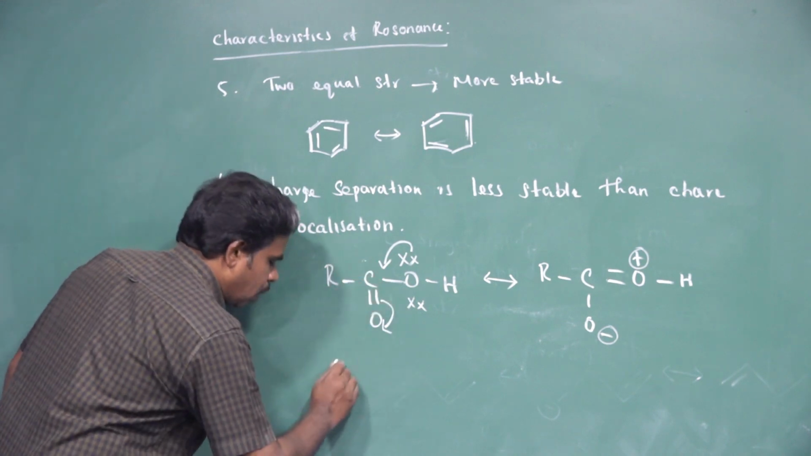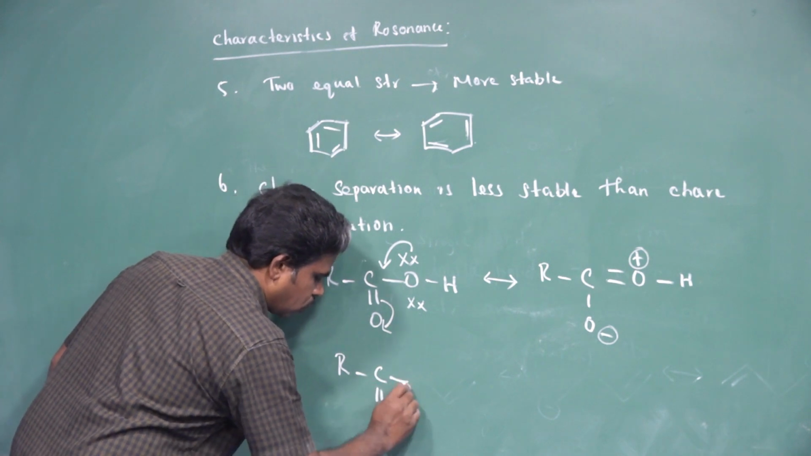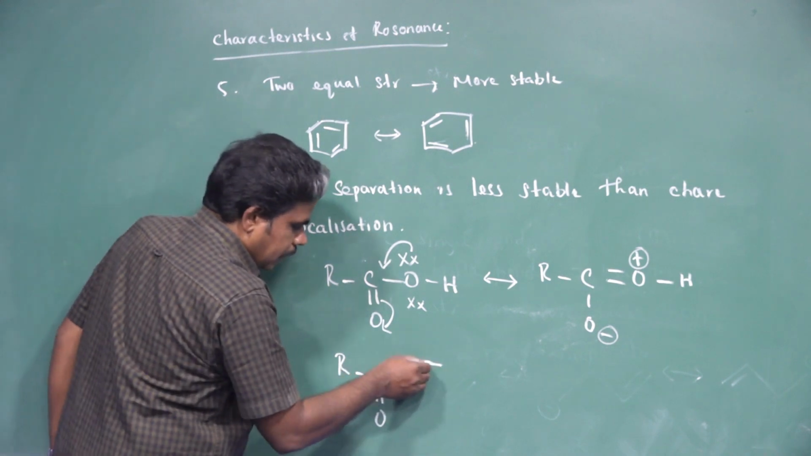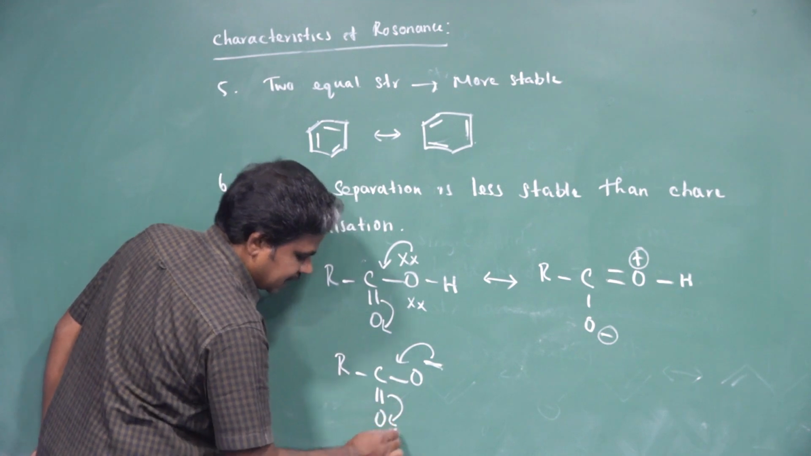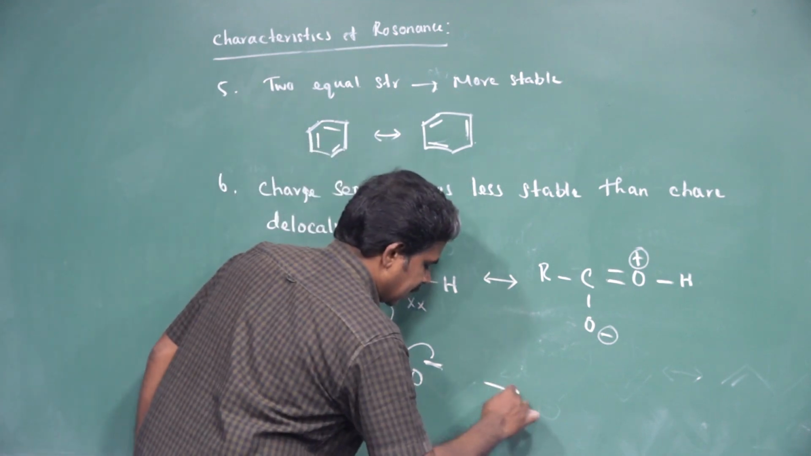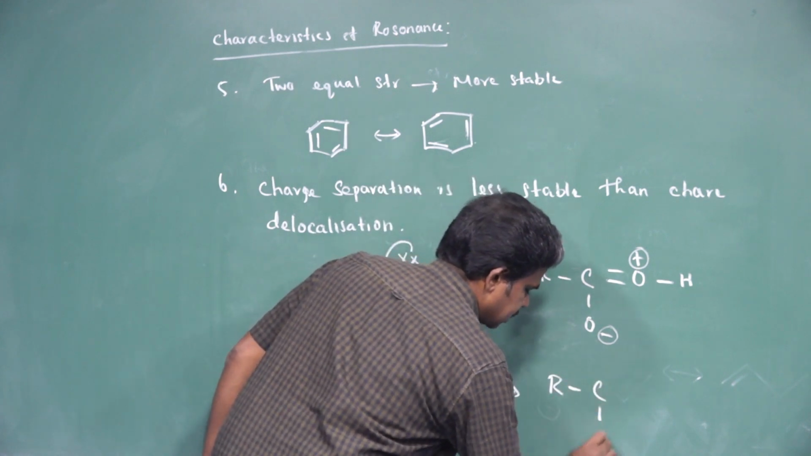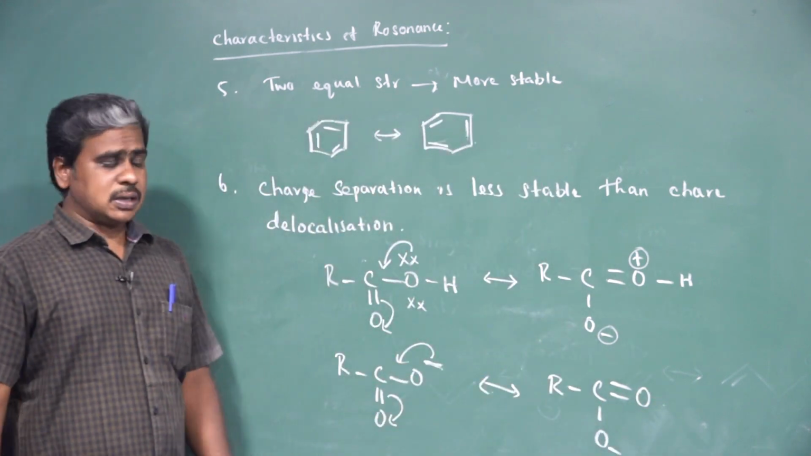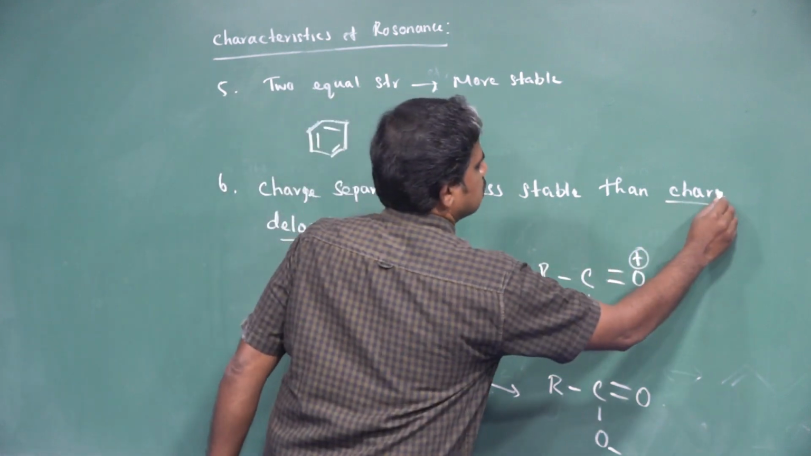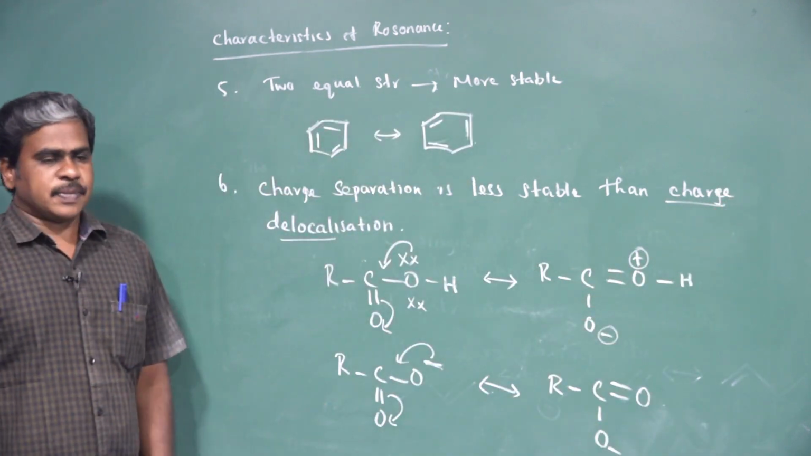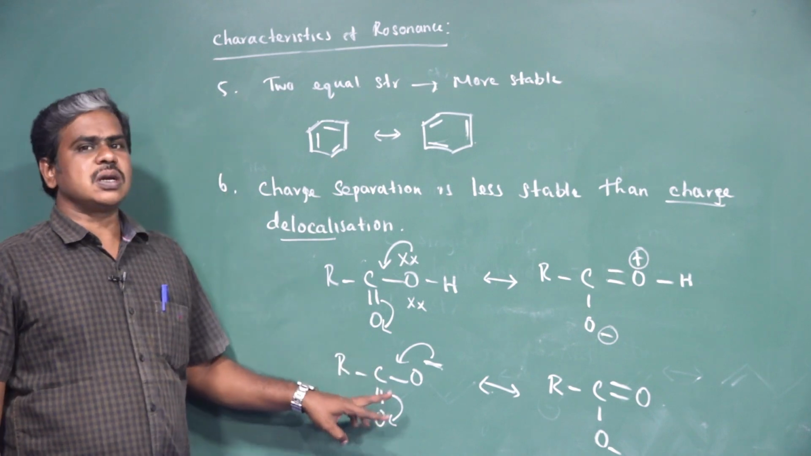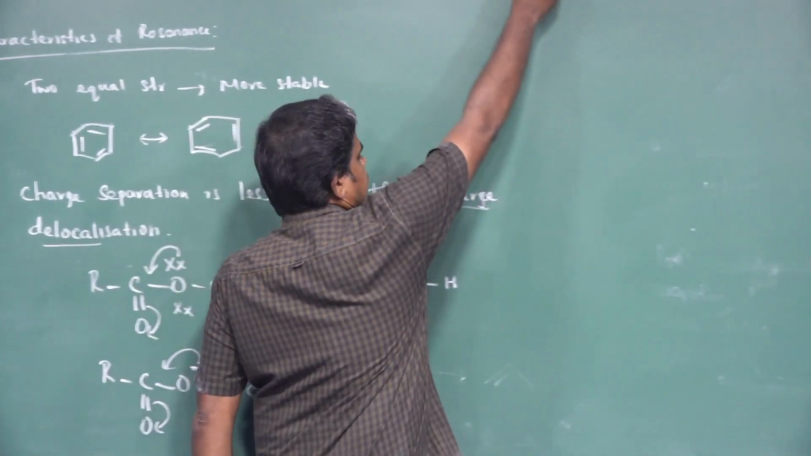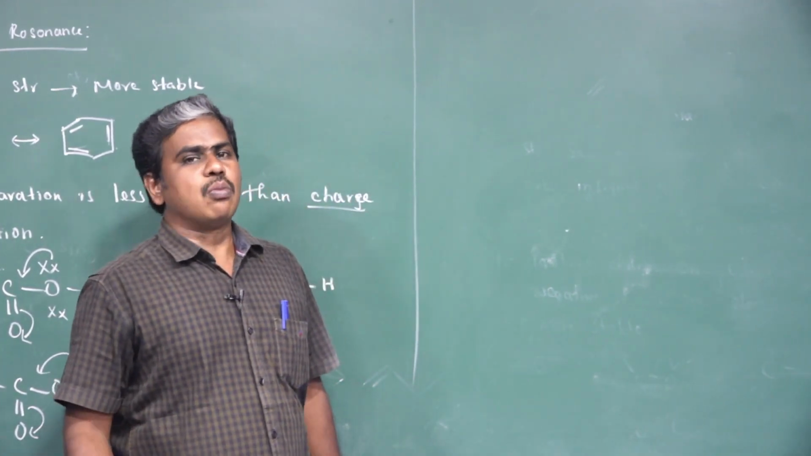Now, charge delocalization: R C double bond O and that O minus, it is the carboxylate anion. Now the bond will be delocalized like this, and we get the resonating structure RCO minus and the double bond O, and only a negative charge is created. Then it is known as charge delocalization. So charge delocalization is more stable than charge separation. Okay, and the next one: structures with less charge separation are more stable.